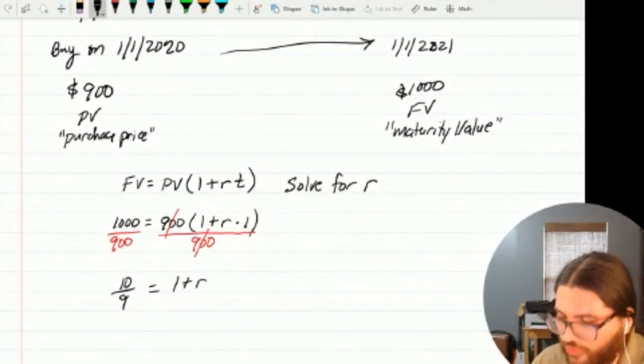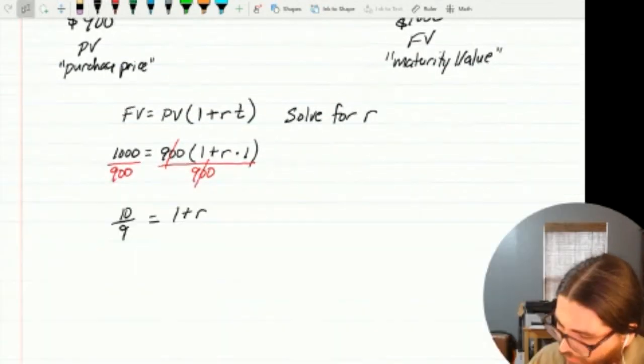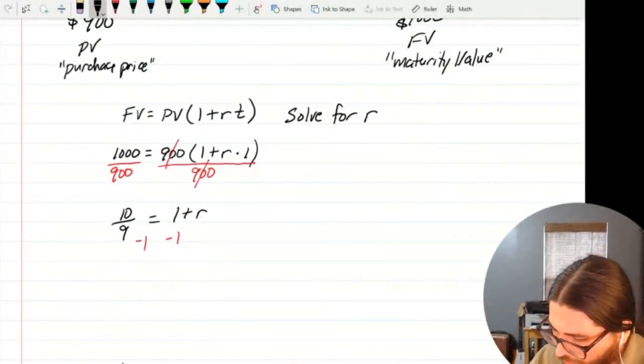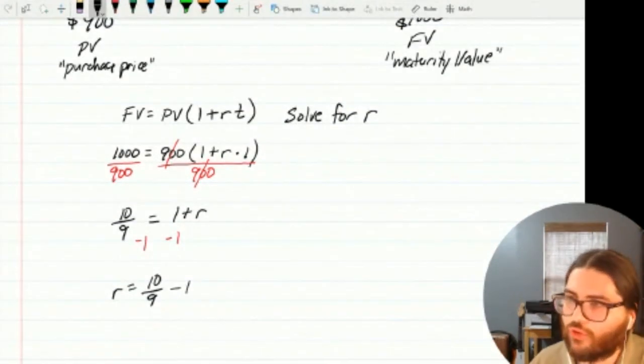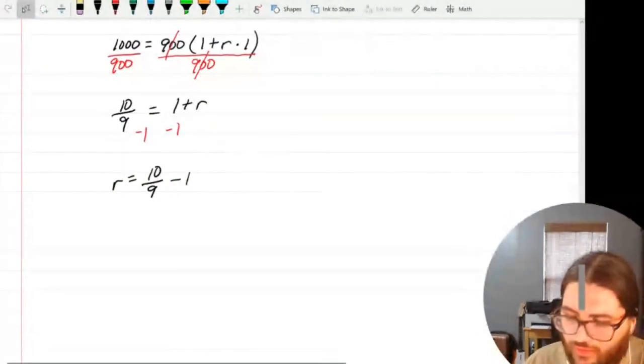1 plus R times 1 is just R. Yeah. So let me minus 1, just like I did before, minus 1. R equals 10 over 9 minus 1. Okay. I don't even have to do that weird fraction over fraction nonsense that I had before.